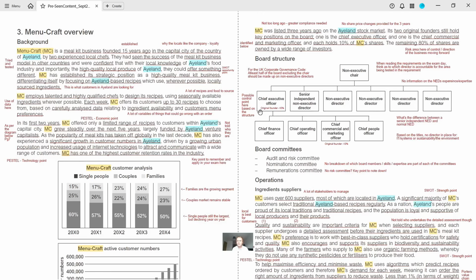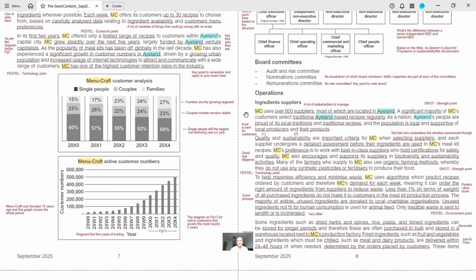So based on the titles, there are no directors in place for IT, systems, sustainability, the environment. They talk about these quite a lot in the pre-seen materials, so that's another key point for you to get down in your notes. Because it is a listed organisation, they have committees such as the Audit and Risk Committee. Oh, actually, I've just noticed in my notes I've put no risk committee. There is a risk committee. They've put it as Audit and Risk.